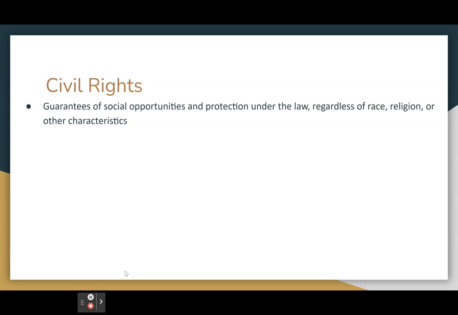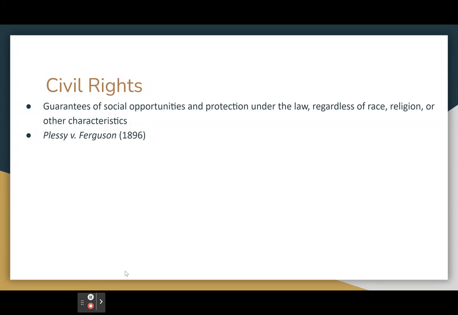But the first example that I want to give is the case of Plessy versus Ferguson in 1896. This is a case that you hopefully have some familiarity with from your American history class. And this is a case of when the American government gets involved in civil rights in the way that actually limits social opportunities in the most drastic and terrible way.